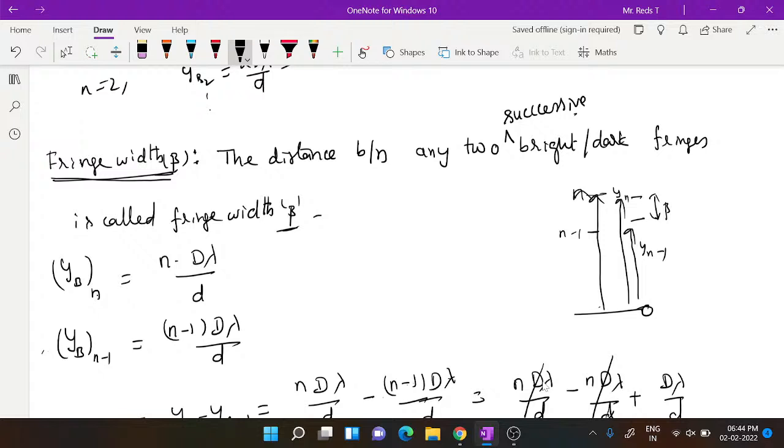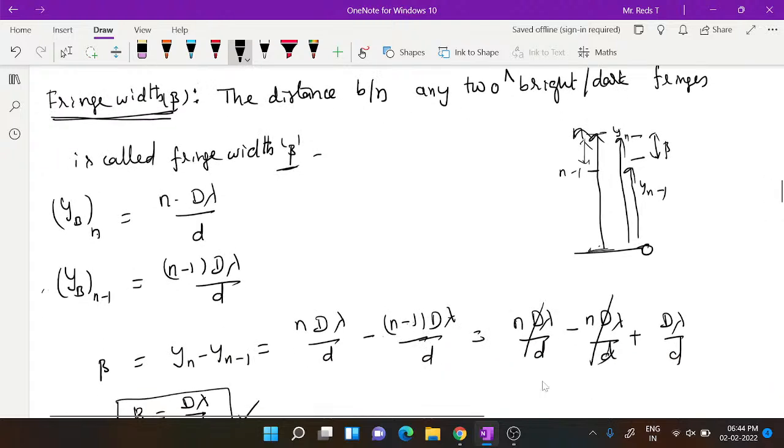What is y? It is the distance of that point from the central fringe. If you want this distance, that is beta, you have to take the total distance from the center to here, then subtract this, and you will get this one. So if you take yn and subtract yn minus 1, then we will get beta.